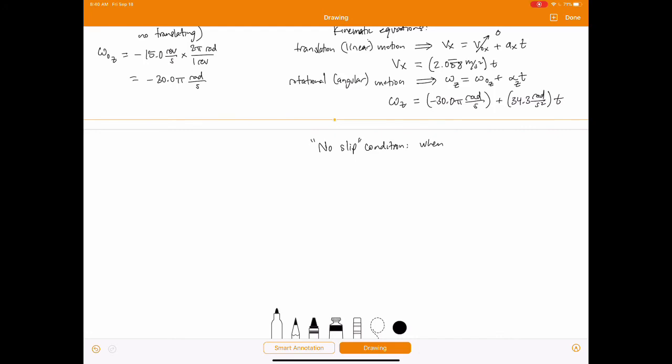So when the wheel starts to roll without slipping, we know that the angular velocity, omega, and the linear velocity, VCM, are going to be related just by a factor of r. So we have VCM equals omega times r. But again, we're just talking about the magnitudes here, okay? So we better get the directions right. So the wheel is moving to the right.